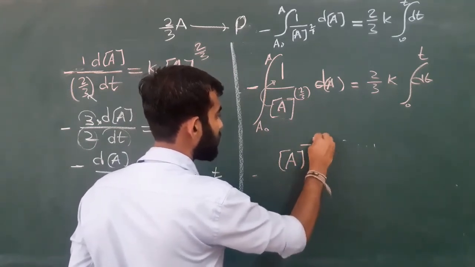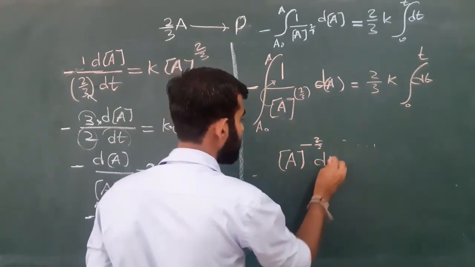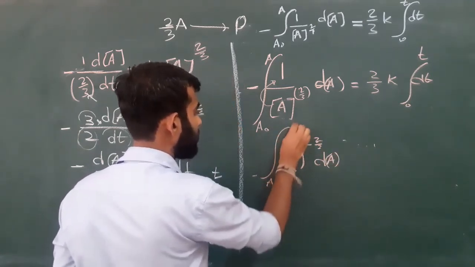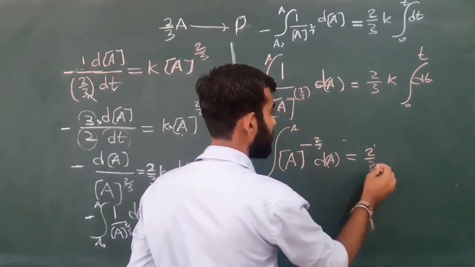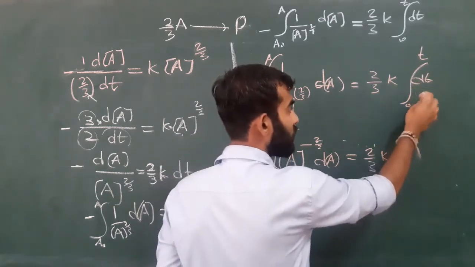Minus 2 over 3. It will become A to the power minus 2 over 3, and here dA, integrate A naught to A equals 2 over 3 k. Here what is the result of this integration? We know we have to deduct.